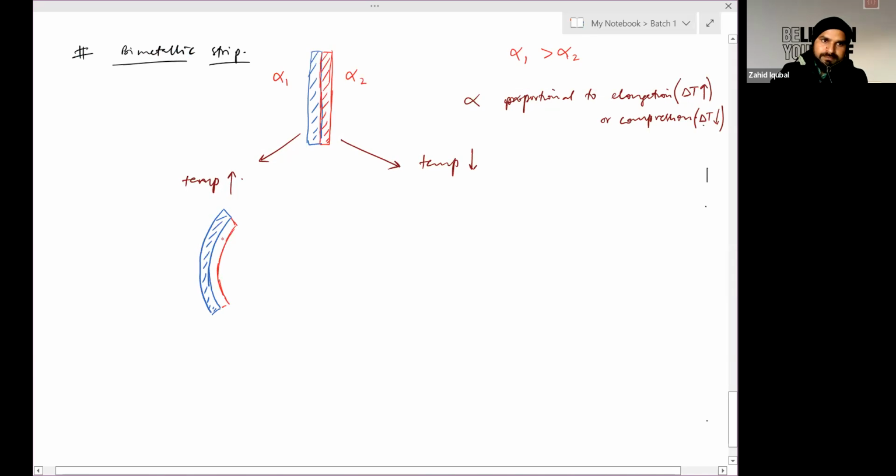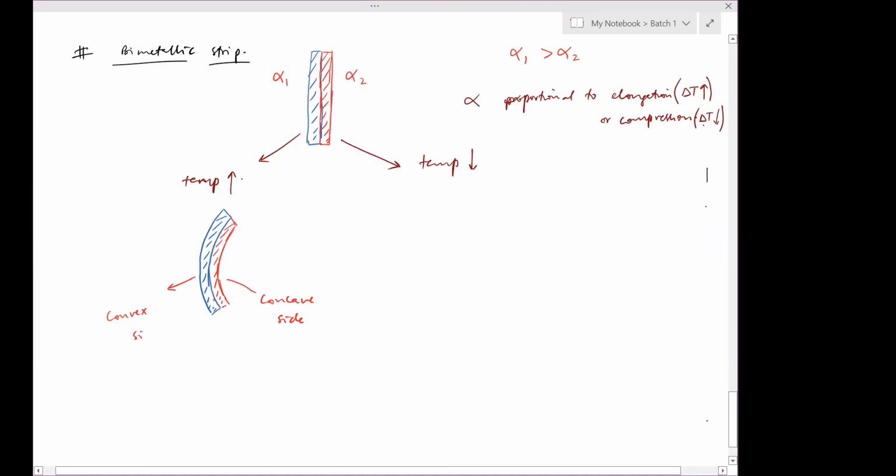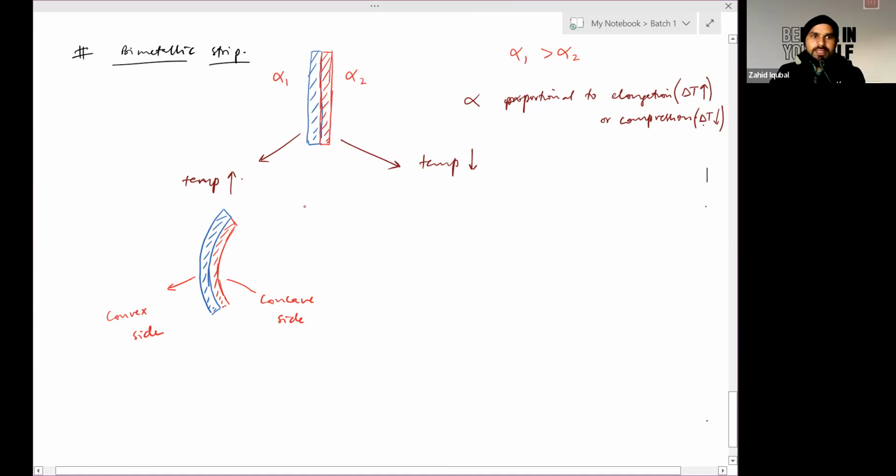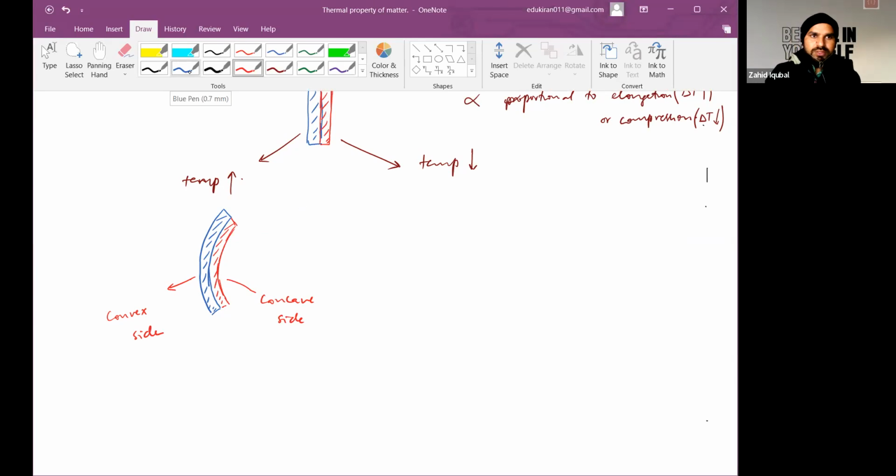It means the outer portion is towards convex side, and this is towards concave side. So you'll be asked, on increasing temperature, which of these two rods will be towards convex side or concave side. So related to alpha 1 and alpha 2, we may define this particular structure. Similarly, what will happen if you decrease the temperature of the system? Which one will be towards concave and which will be towards convex?